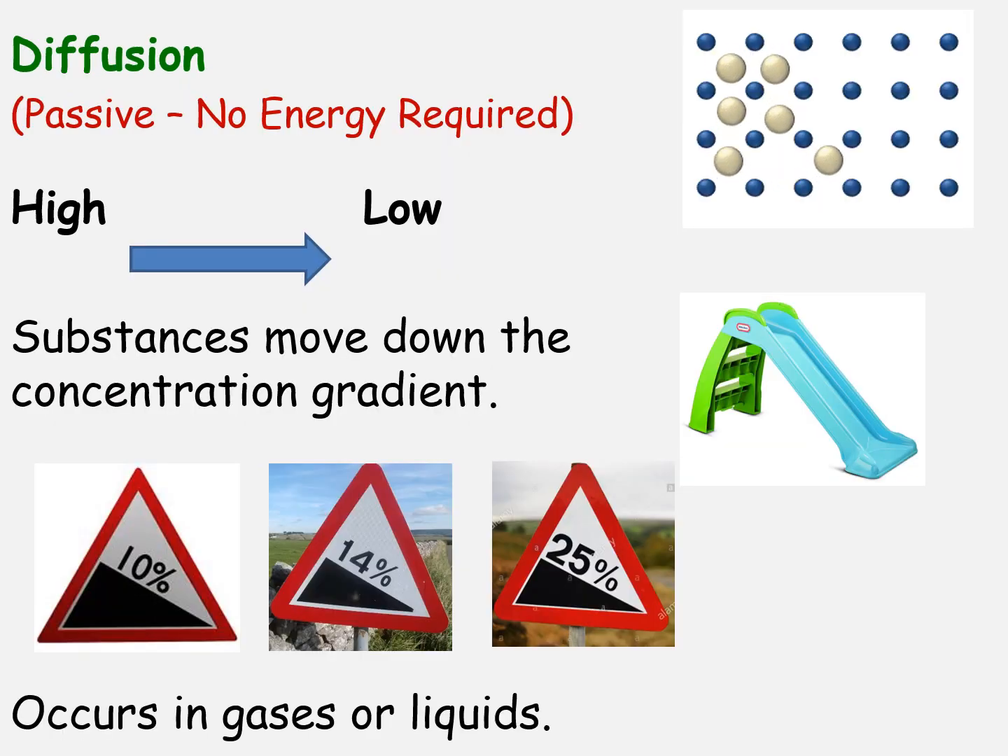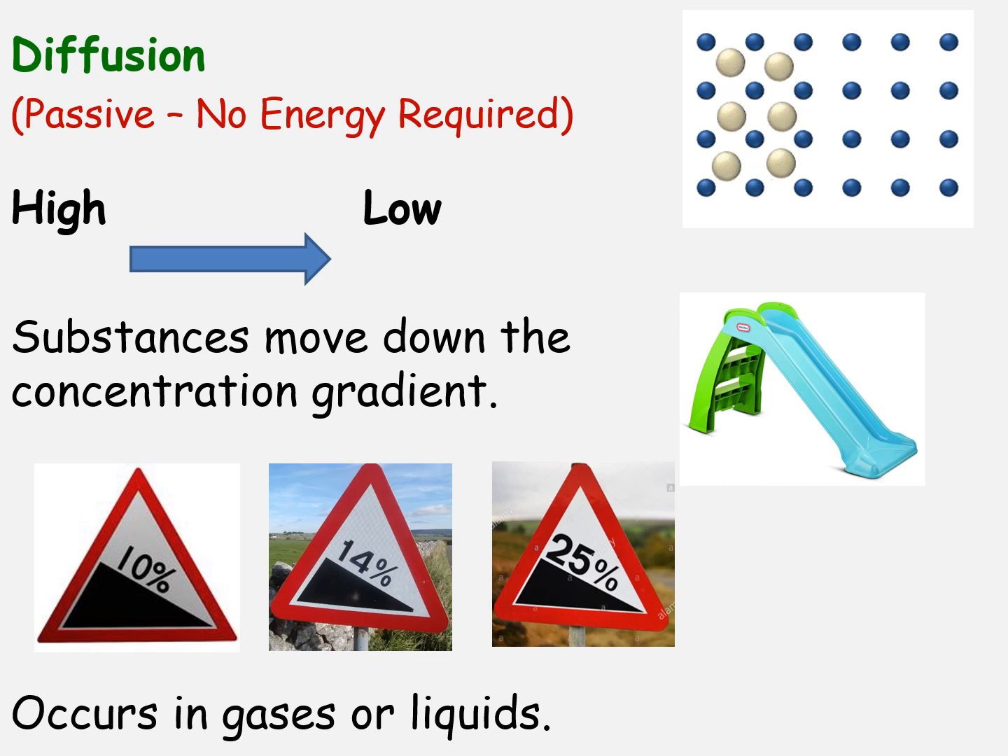Okay, so a quick recap of diffusion. Diffusion is a passive process. No energy is required. It just relies on the natural kinetic energy that particles already have. Those particles move from a high concentration to a low concentration. They move down the concentration gradient, very much like you would slide down a slide. So you go from high to low.